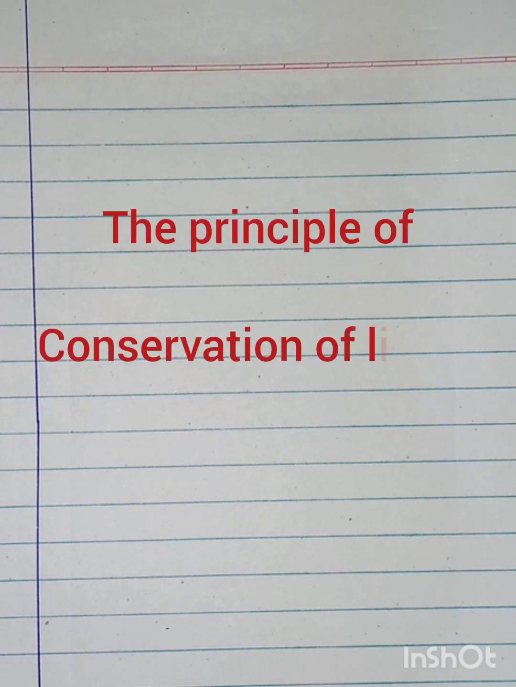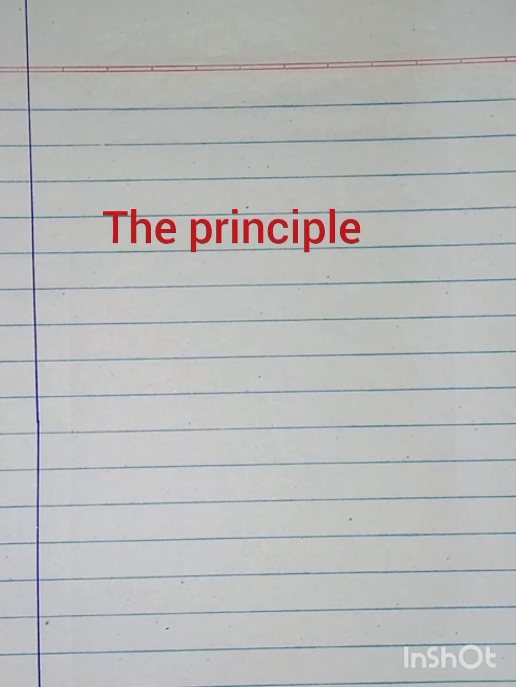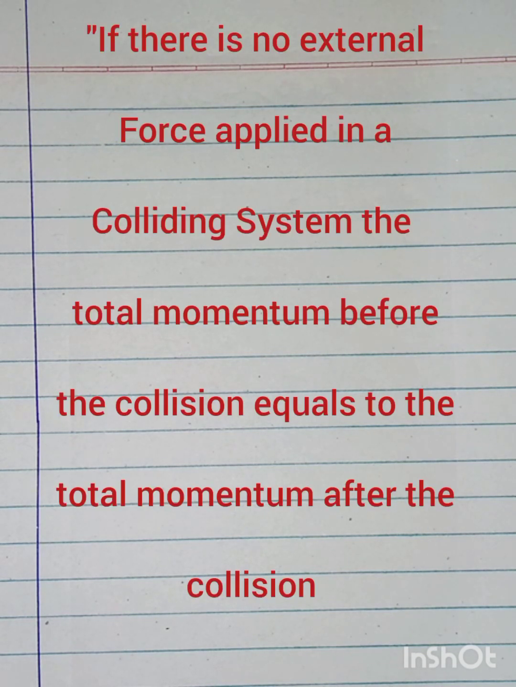Today I brought to you the easiest way you can use to understand the principle of conservation of linear momentum. First of all, the principle of conservation of linear momentum states that if there is no external force applied on a colliding system, the total momentum before the collision equals the total momentum after the collision.